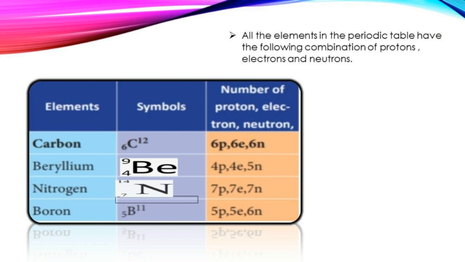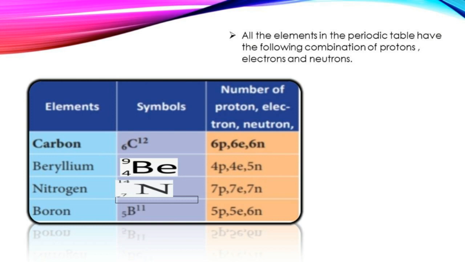What is atomic number? The number of protons or electrons. What is mass number? The number of protons plus the number of neutrons. So if the number of electrons is 6, what is the number of protons? That is also 6. So 6 protons and 6 electrons, and the remaining will be the neutrons.